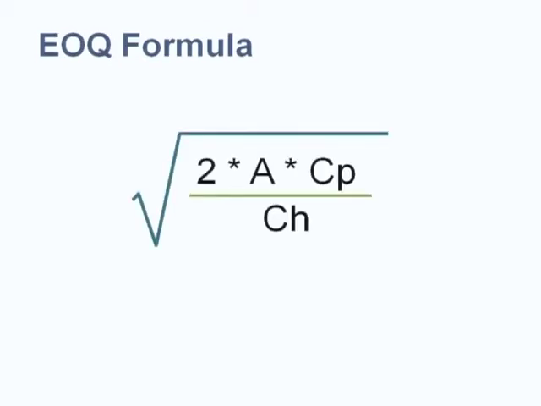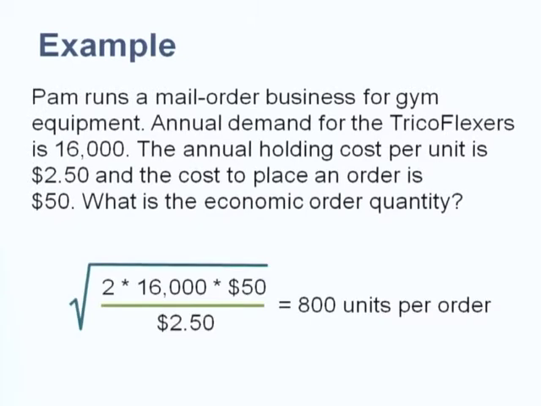So you have the formula: EOQ equals the square root of 2 multiplied by A, the annual demand, multiplied by CP, the cost of placing an order, divided by CH, the cost of holding. Example: Pam runs a mail order business for gym equipment. Annual demand for the trichoflexor is 16,000. The annual holding cost per unit is 2.5, and the cost to place an order is 50. What is the EOQ? You place all the numbers into the equation and you get 800 units per order.